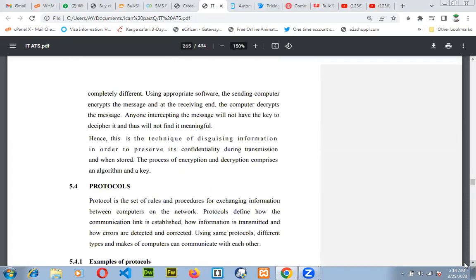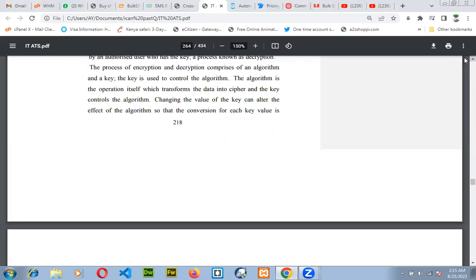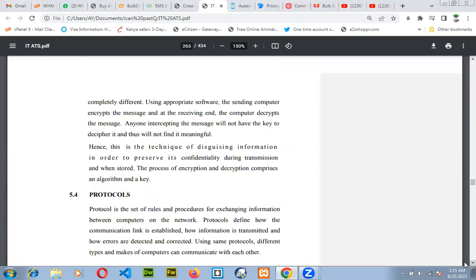The process of encryption and decryption comprises an algorithm and a key. Changing the value of a key can alter the effect of the algorithm so that the conversion for each key value is completely different. Using appropriate software, the sending computer encrypts the message, and at the receiving end, the computer decrypts the message. Anyone intercepting the message will not have the key to decipher it and thus will not find it meaningful.